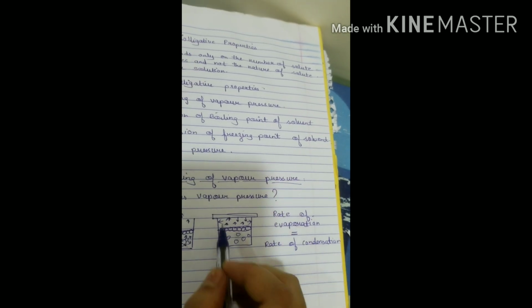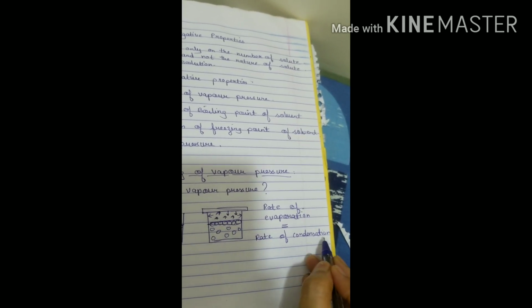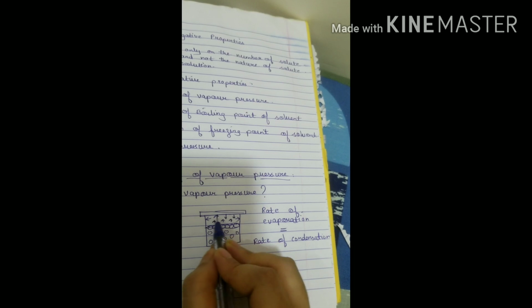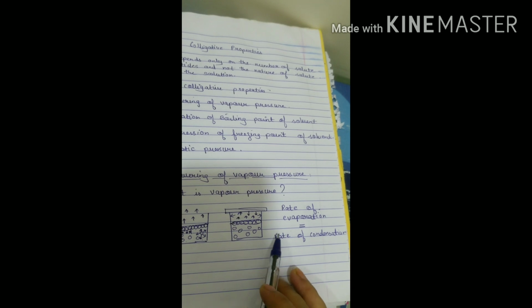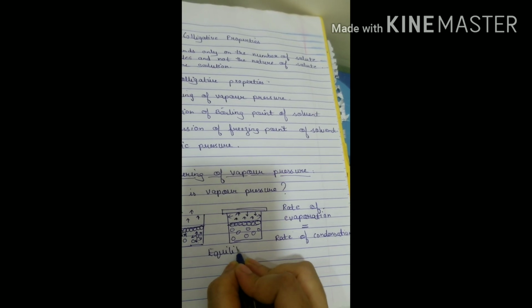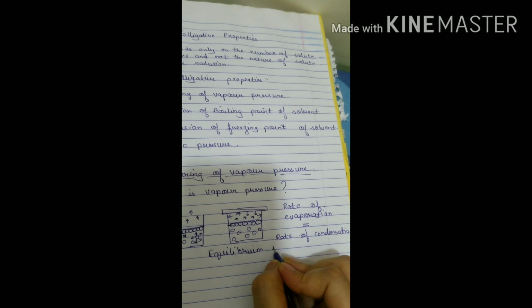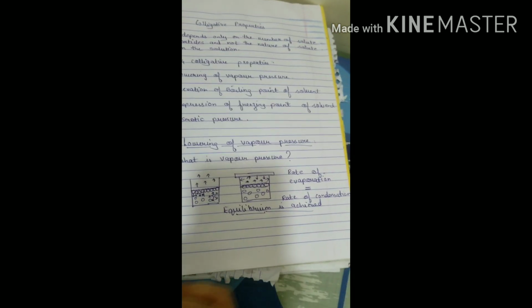okay. Evaporation means what? The liquids are getting converted into gaseous phase, okay, and condensation means what? The gaseous form again getting converted back into liquid phase. So the rate of evaporation becomes equal to rate of condensation, and that is when you can say that equilibrium is achieved. So when is equilibrium achieved? Basically when rate of evaporation becomes equal to rate of condensation. So how are you going to define this vapor pressure now?